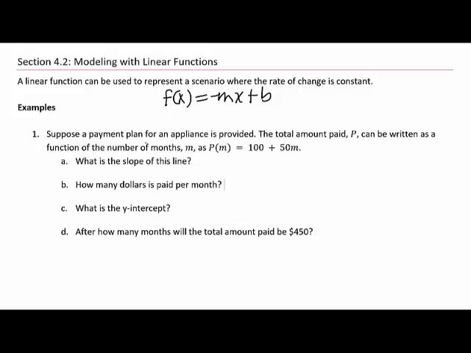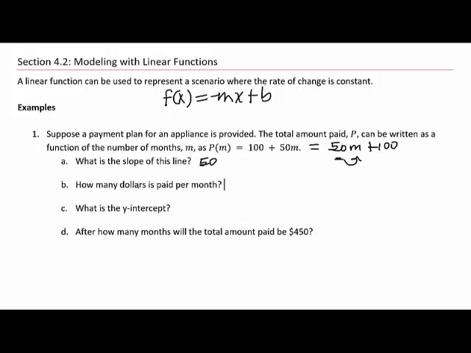Okay, so for number one, suppose a payment plan for an appliance is provided. The total amount paid, P, can be written as a function of the number of months, M, as P of M is equal to 100 plus 50M. Okay, so we first want to know what is the slope of this line. We see that this is in slope-intercept form. More closely, if we wrote it like this, 50m plus 100, but either way the coefficient of the variable is going to be the slope of the line, and so the slope is 50.